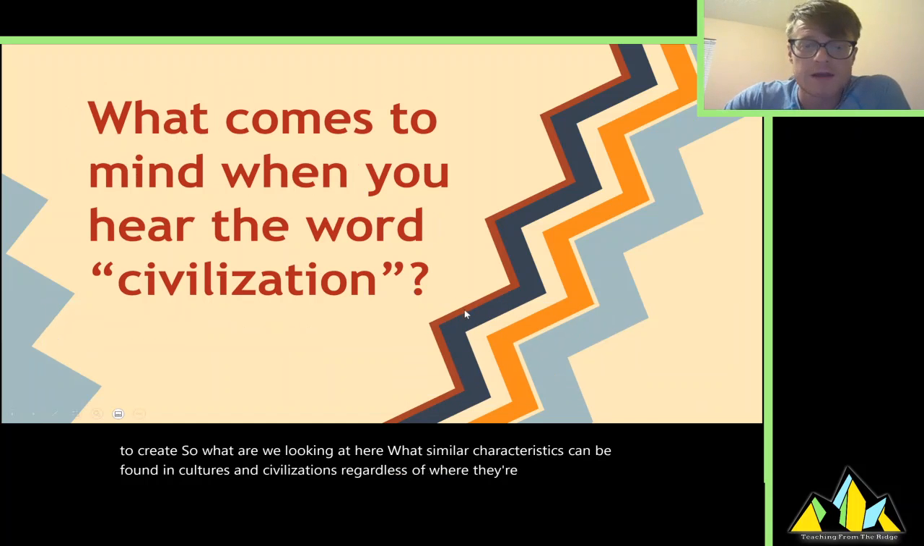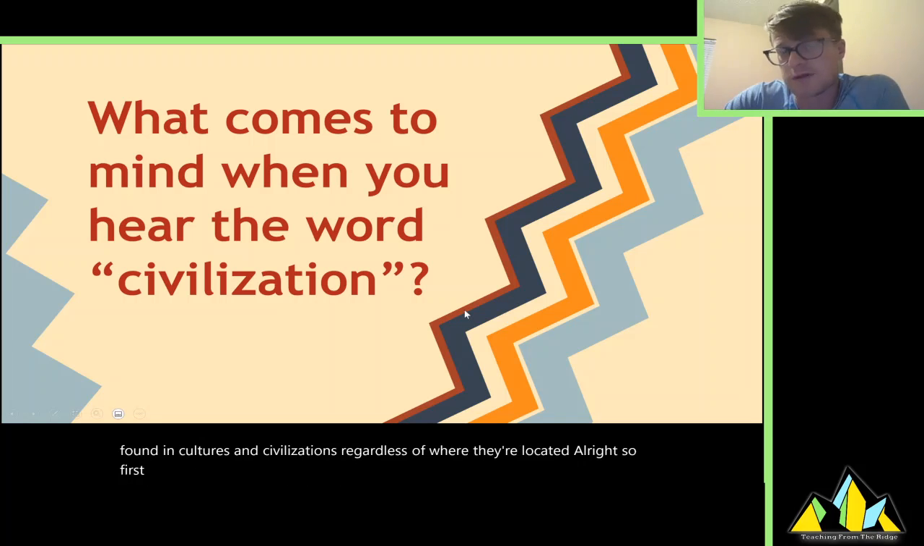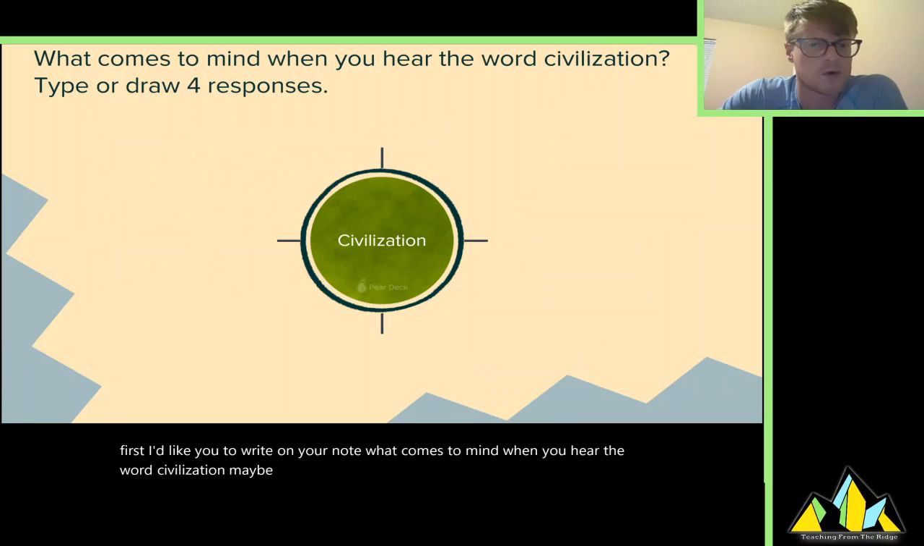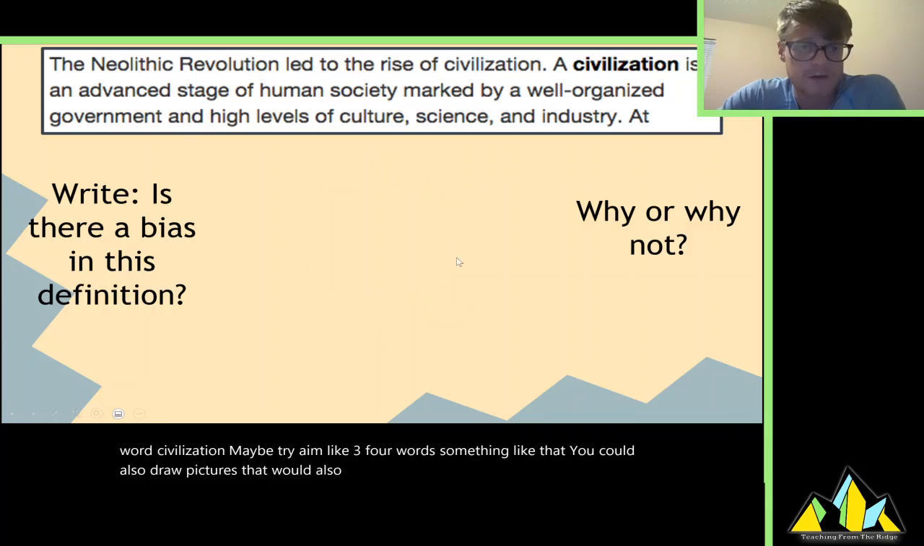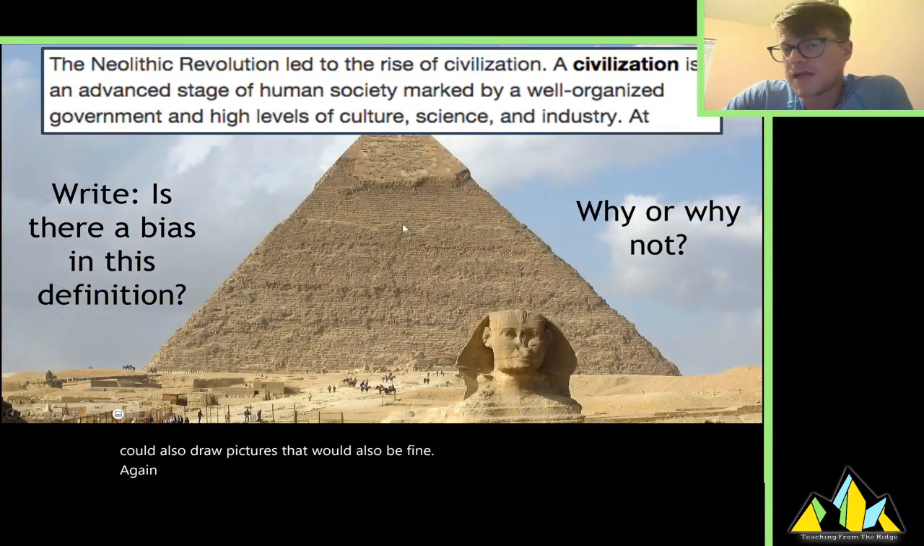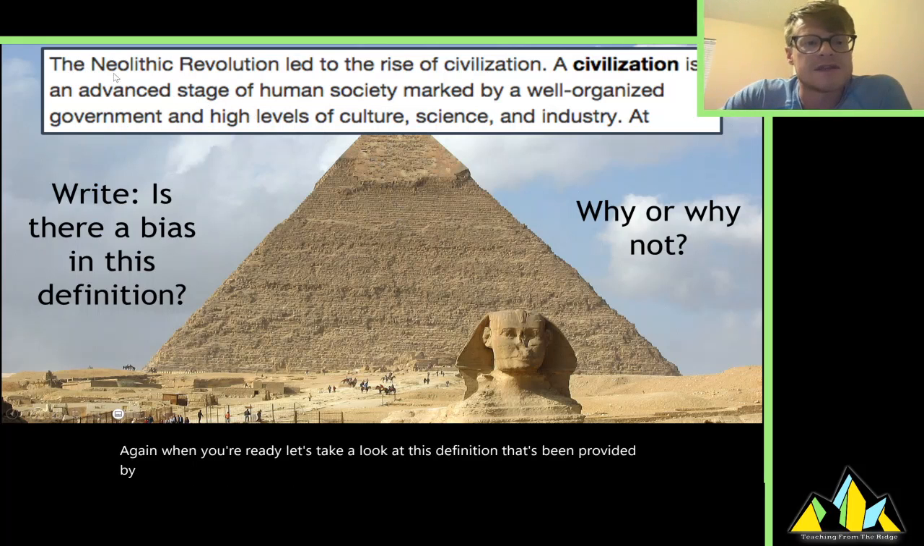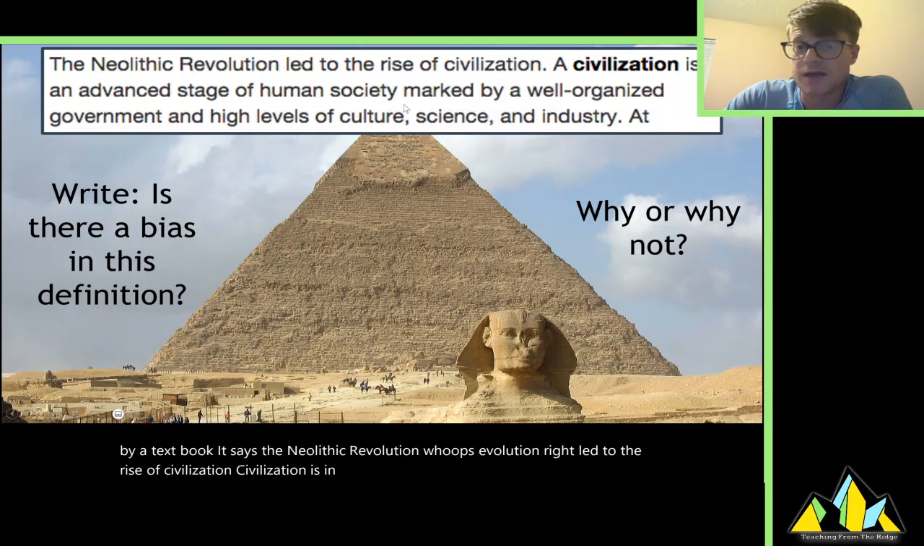All right, so first I'd like you to write on your notes what comes to mind when you hear the word civilization. Maybe try to aim for 3-4 words, something like that. You could also draw pictures. That would also be fine. When you're ready, let's take a look at this definition that's been provided by a textbook. It says the Neolithic Revolution led to the rise of civilization. A civilization is an advanced stage of human society marked by a well-organized government and high levels of culture, science, and industry.